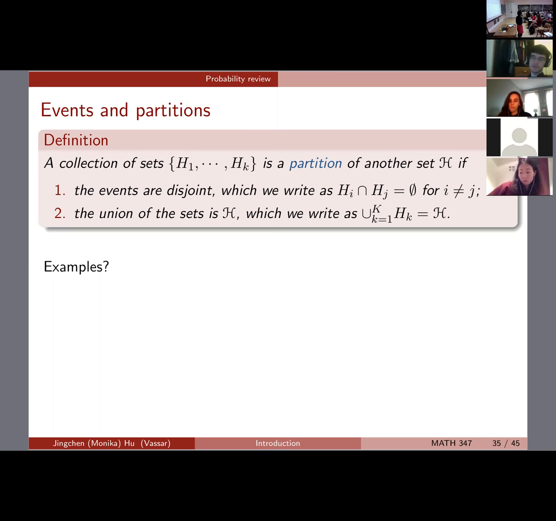If you define your sample space, say all of the possible occupations, you define them explicitly, then you can think of them as a partition for each of the people, like fathers and sons. Okay. Anything else?